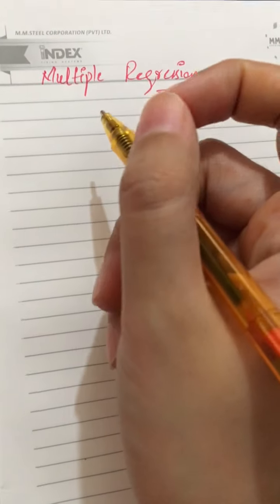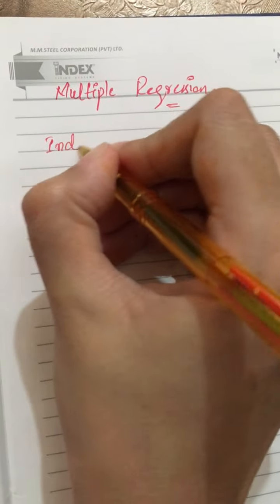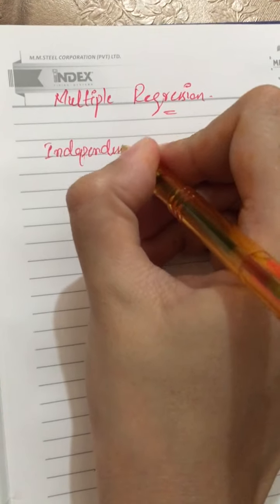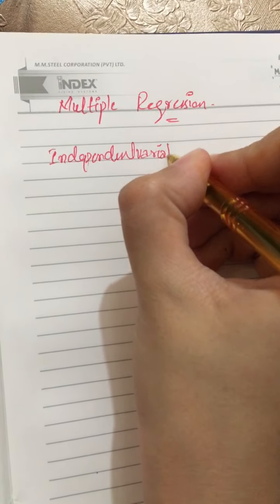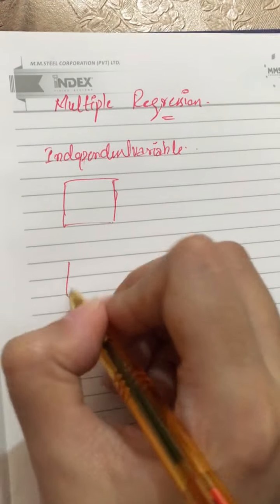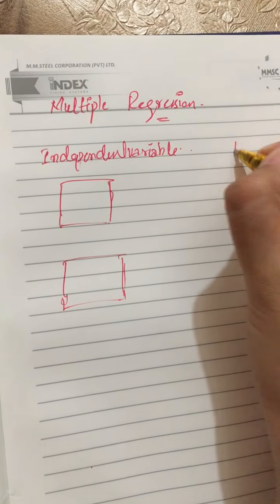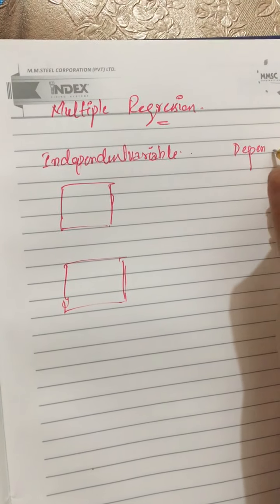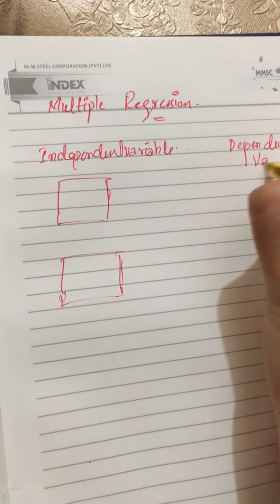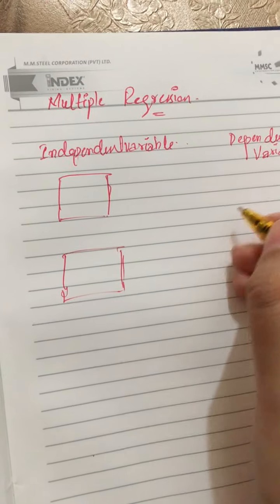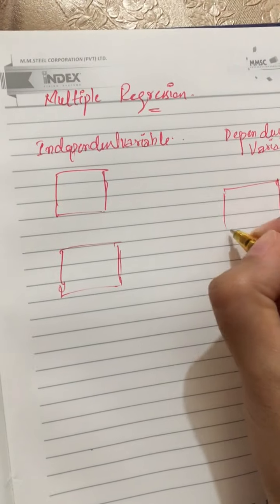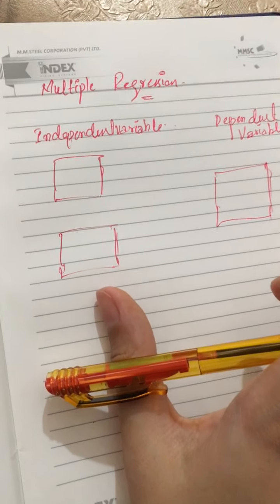So next I am going to discuss a relationship, or an example where we have an independent variable, and we have more than one independent variable, this and this. And we have one dependent variable. This is basically the general form of multiple regression.